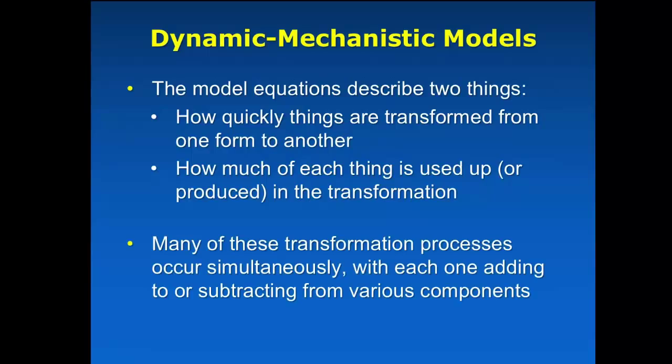So many of these transformation processes are occurring simultaneously. In the ASM1 model, there's actually 8 rates going on, 8 processes. There's a couple of different kinds of growth of the heterotrophs, there's growth of autotrophs, there's hydrolysis, there's transformation of the organic nitrogen and so on. These are all happening simultaneously in your big completely mixed reactor. And each one of those is adding to or subtracting from the various components. And we solve all of those equations simultaneously to get an accurate prediction of the concentrations.